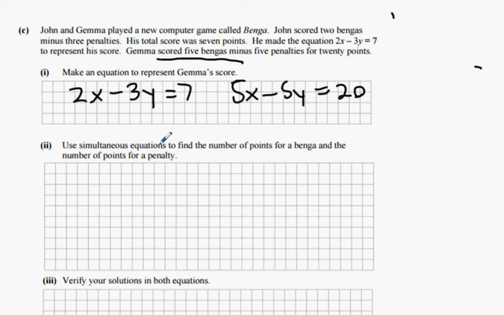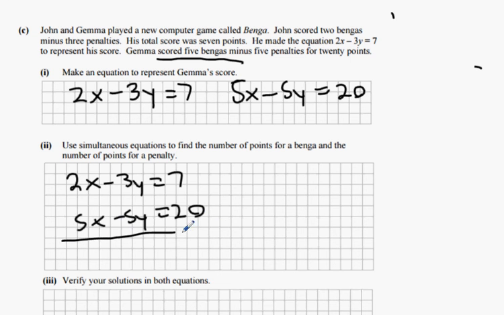20. Use simultaneous equations to find the number of points for a benga and the number of points for a penalty. So 2x minus 3y equals 7, and 5x minus 5y equals 20. Now, pick a letter to get rid of. Pick one of the letters to get rid of. Y, okay, we'll go for y.